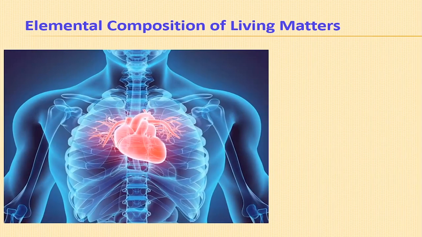So in this slide, we'll study the elemental composition of living matter. Living matter means animal cells. If we take the human being, for example, let's suppose this is a healthy human being with a beating heart, no doubt, this human being is composed of basically six main elements. Number one is carbon, number two hydrogen, number three oxygen, number four nitrogen, number five phosphorus, and number six sulfur.